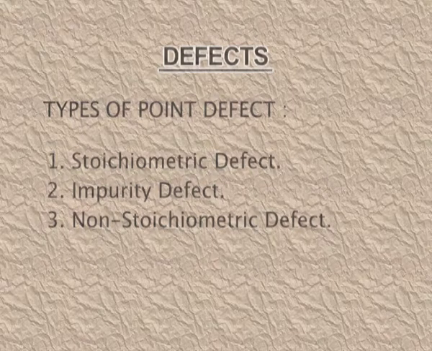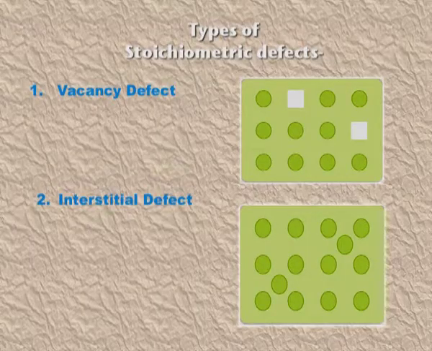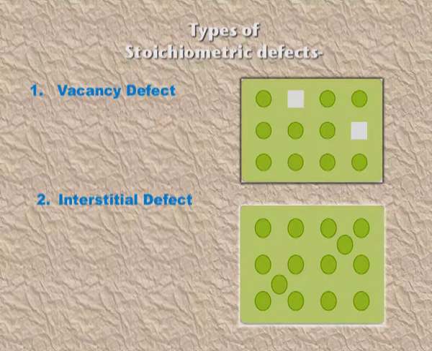Let's see. Stoichiometric defects: the vacancy and the interstitial defect are normal in the non-ionic compounds, and in the ionic compounds they are the Frenkel and the Schottky defect. First of all, we'll deal with vacancy and interstitial defect. This is the vacancy defect. It decreases the density of a solid.